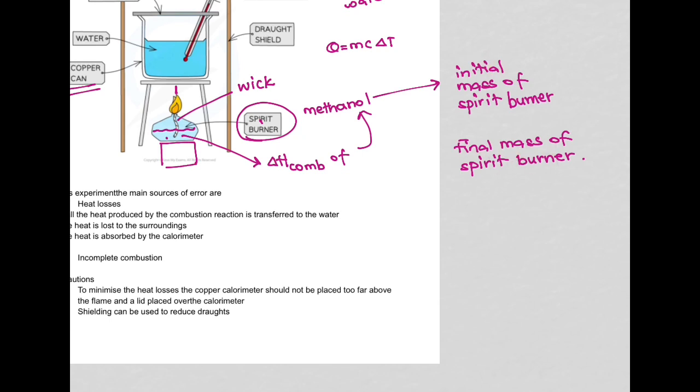So the difference in the two will give you the mass of propanol that was burned in that reaction. So in this case, we have this mass of propanol that was burned. When you do initial mass minus final mass, this is the mass of propanol that was burned in the spirit burner. And this was used to heat 200 grams of water. So this is the mass. In the calorimeter, the temperature rose by 30 degrees Celsius. This is the delta T.